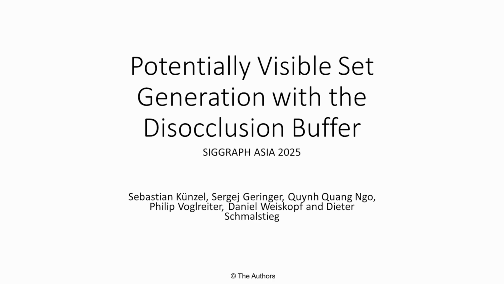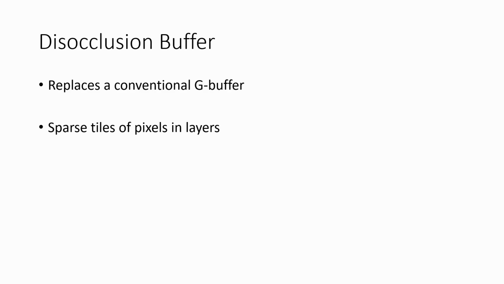We present potentially visible set generation with the disocclusion buffer. We introduce a caching architecture that replaces a conventional G buffer with a set of sparse tiles. The sparse tiles are organized in a layered image space.